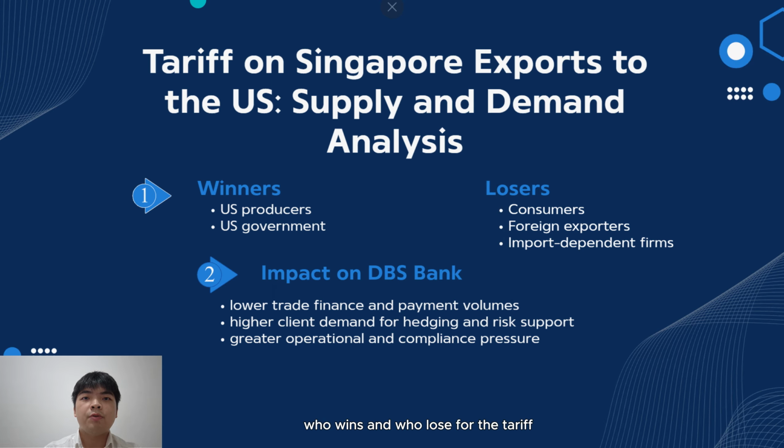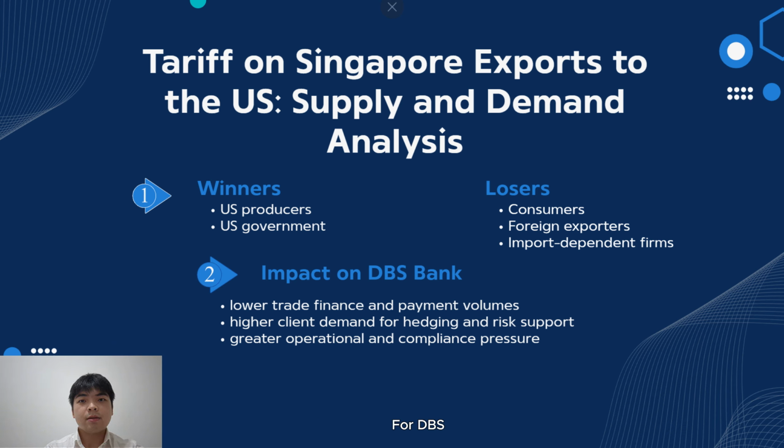Who wins and who loses from the tariff? The winners are US producers and the US government. Producers benefit from less foreign competition, while the government gains from tariff revenue. The losers are the consumers, foreign exporters, and import-dependent firms. Consumers pay higher prices, exporters sell less, and firms relying on imports face higher costs.